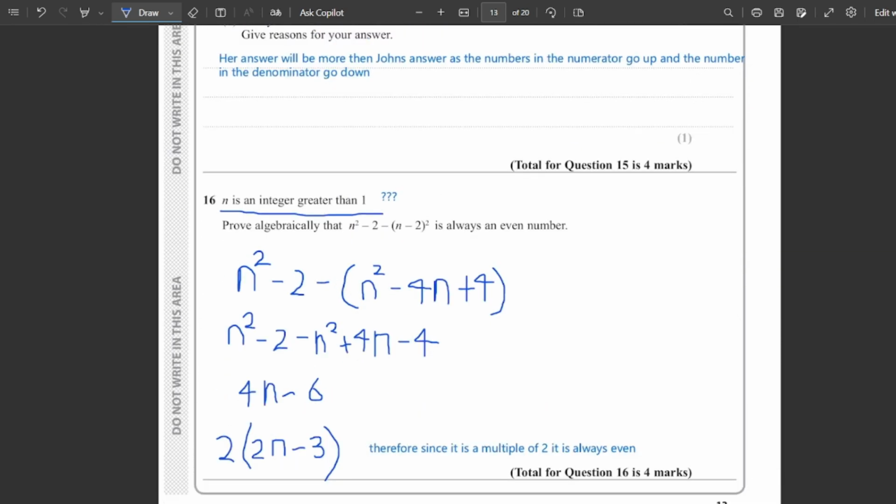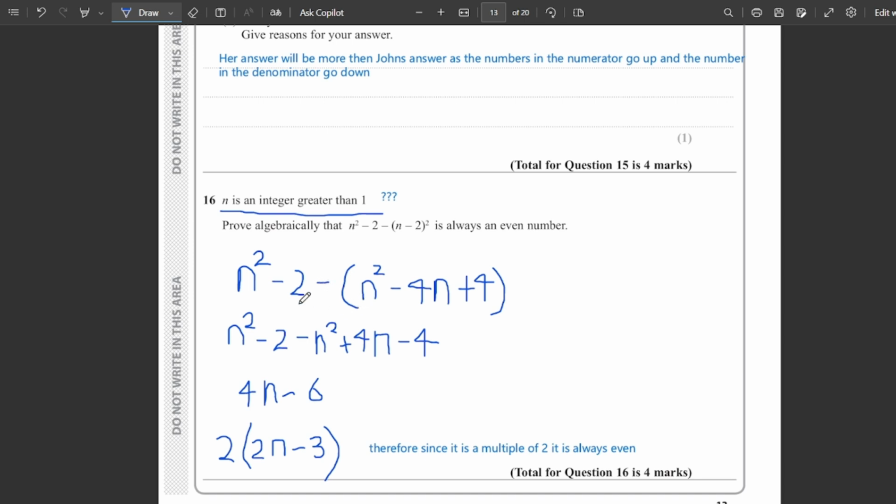N is an integer greater than 1. Prove algebraically that n squared minus 2 minus n minus 2 squared is always an even number. So we simply expand the brackets. N minus 2 squared is n squared minus 4n plus 4. So then we get n squared minus 2 minus, all in brackets, n squared minus 4n plus 4.